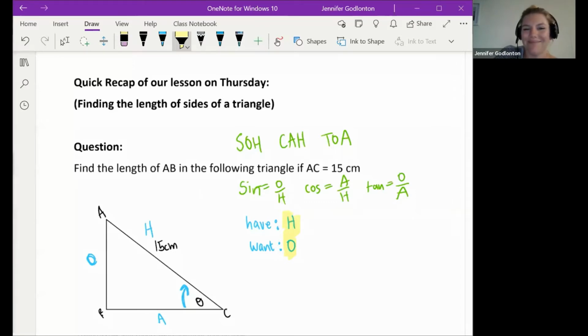We want sine. Yes, good. We want sine, because sine is opposite over hypotenuse. So it's our O and our H. Okay, good. We're making good progress so far. I'm hoping you guys are keeping up and feeling good.